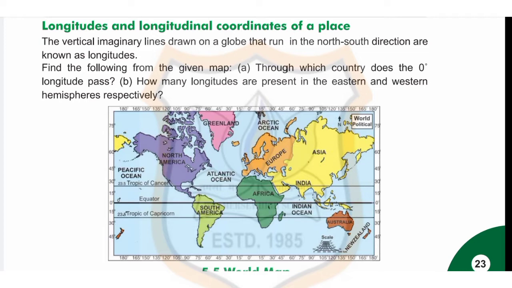The vertical imaginary lines drawn on a globe that run in the north-south direction are known as longitudes. Find the following from the given map: through which countries does the 0 degree longitude pass? How many longitudes are present in the eastern and western hemisphere respectively? Children, you can see page number 23, 5.5 world map. Go through it.